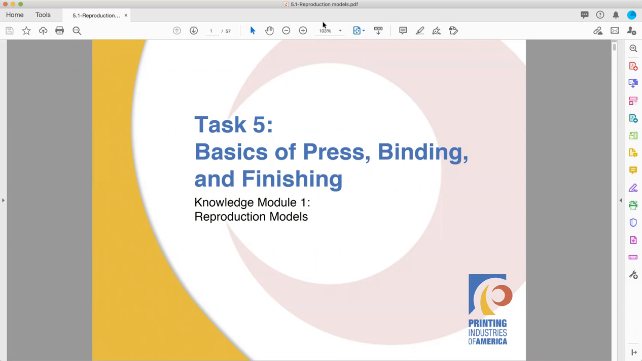Anyways, let's get started. We're beginning at Task 5, Module 1, because the PIA couldn't do normal chapter names. Oh well. It's cute. It makes it feel like a training course, right, guys?